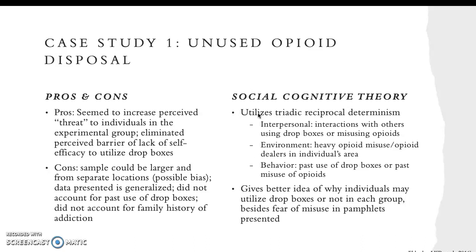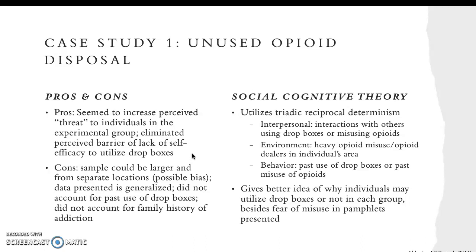To fill in the gaps that were shown here, the social cognitive theory could have been used, which utilizes the triadic reciprocal determinism. So it shows that interpersonal, environmental, and behavioral actions all work together to influence an individual's decision. So in this case, interpersonal could have been the interactions with others using drop boxes or misusing opioids, which could both be equally determinant in whether or not an individual would keep or dispose of opioids.